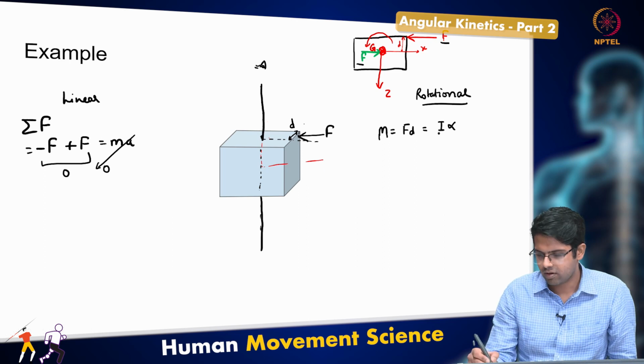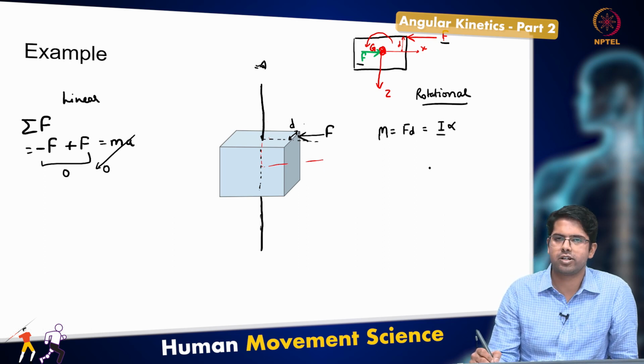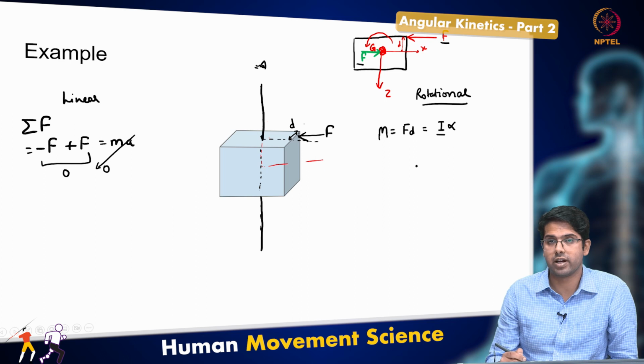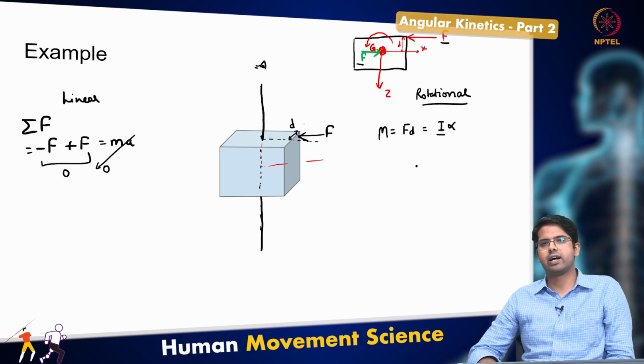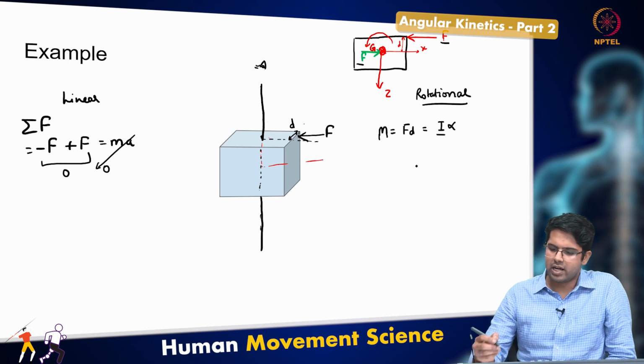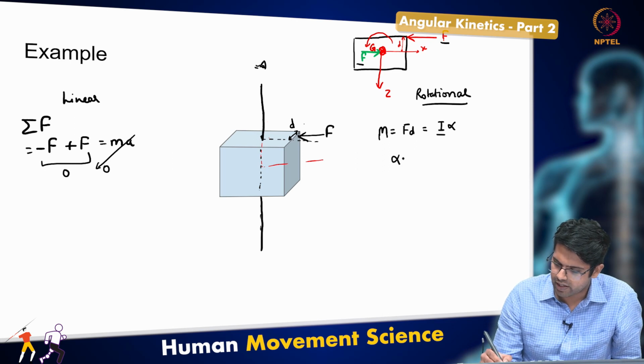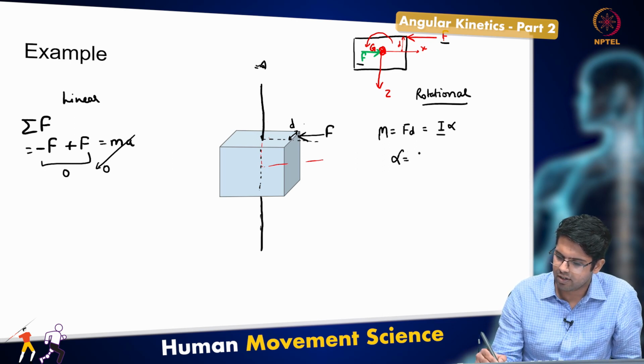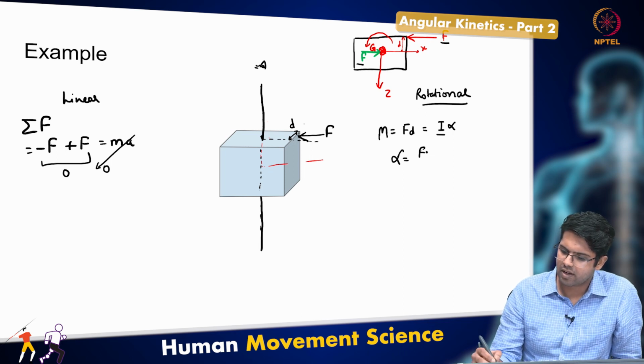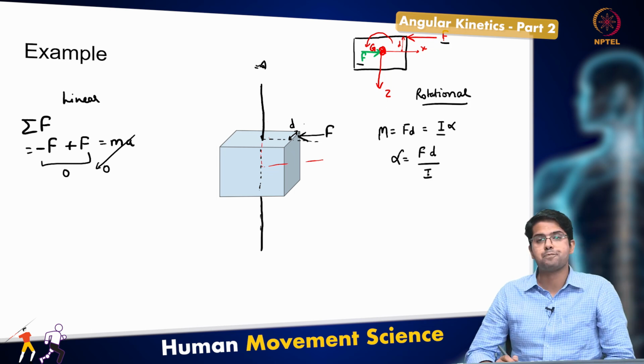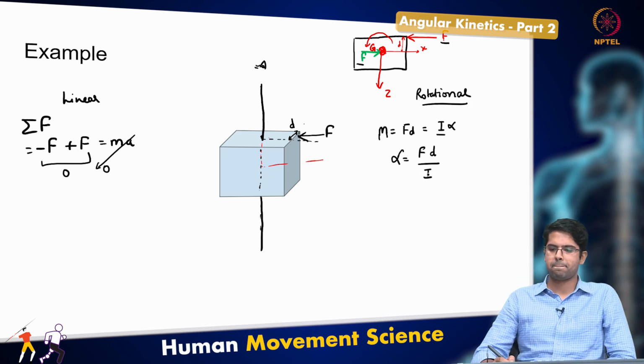Okay. Now, the moment of inertia of this system has to be defined. You have to calculate that or measure that. And if you have that value, then the angular acceleration alpha becomes Fd over I. Okay.